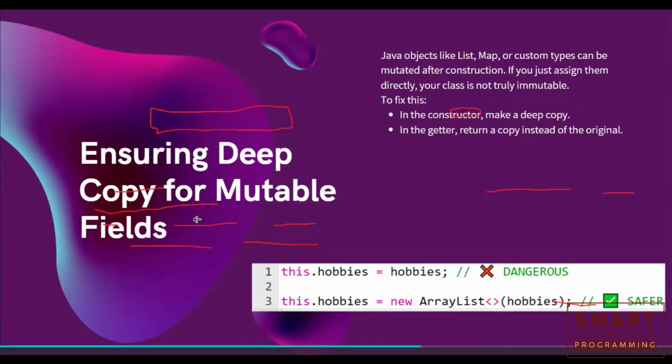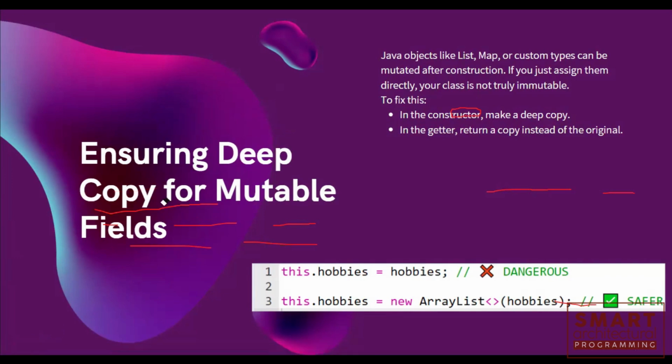What you need to understand is that there's a tricky aspect to this as well. How do you ensure a deep copy for mutable fields? That's the challenge here. And to do that, here it is. Let me delete all of these sections here.